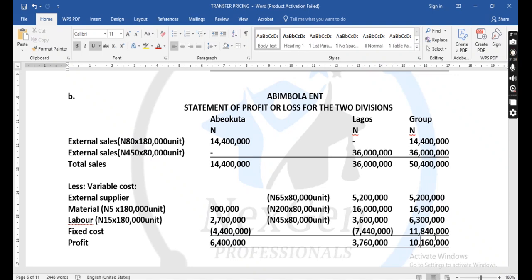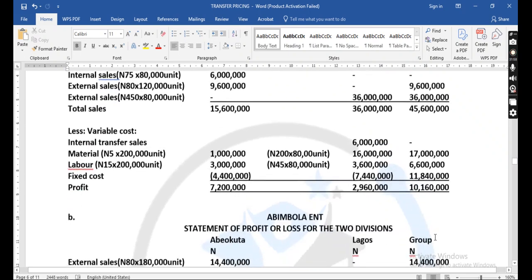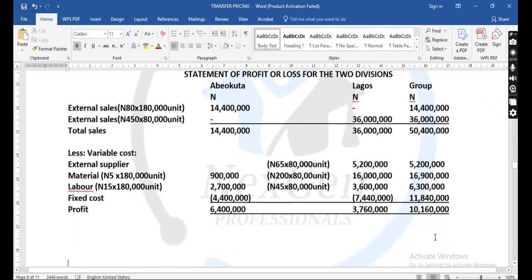They can even make more money outside as well. Just like Lagos, Lagos sells externally and makes money. Let's say Abeokuta sells externally and makes more money than selling internally. Is that not so? But guess what? The profits are different. Look at it. This is 6 million and this is 2 million.